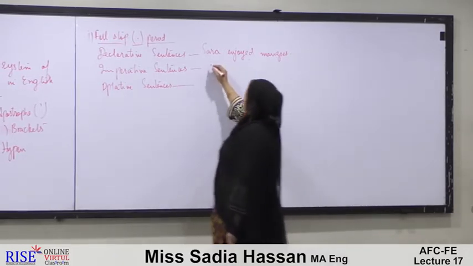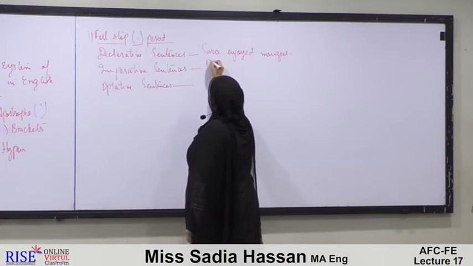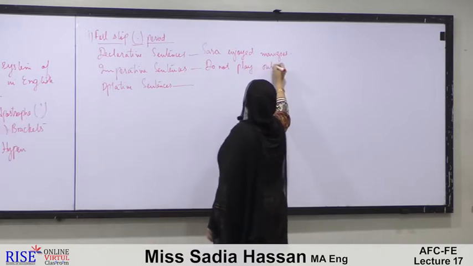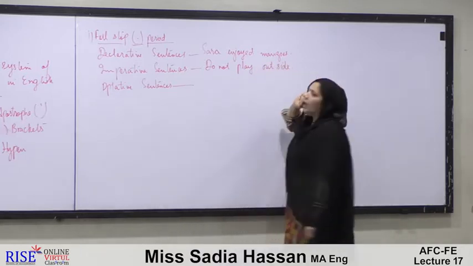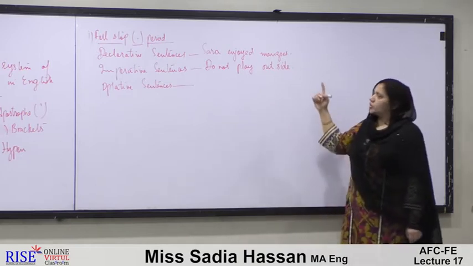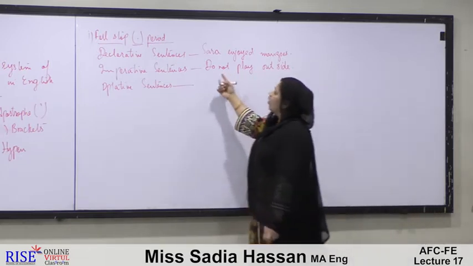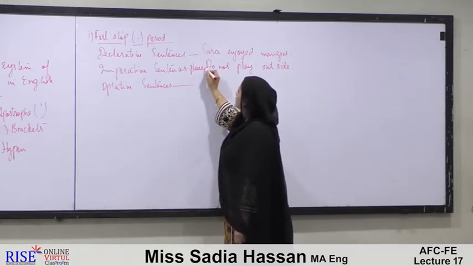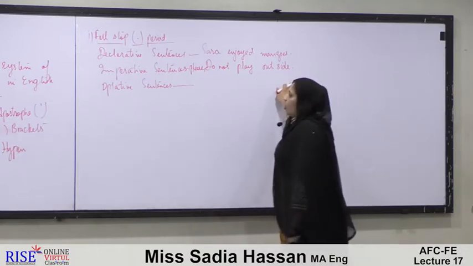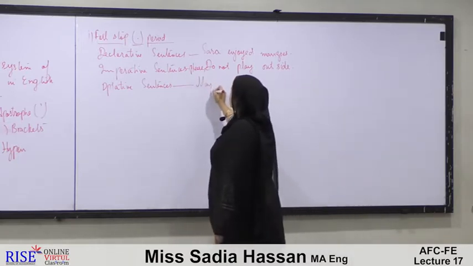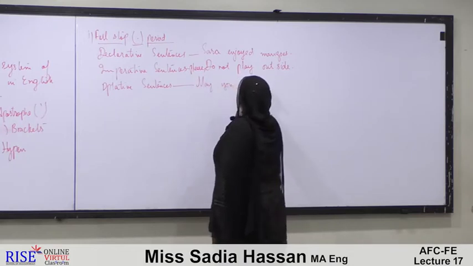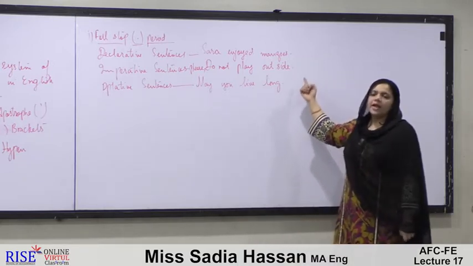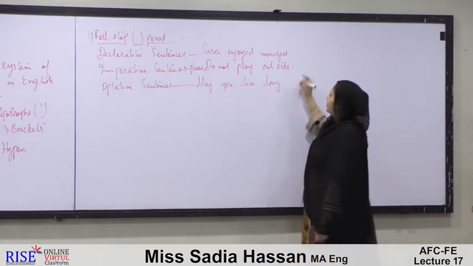Imperative sentences. Do not play outside. I could always close it with the full stop. This is an order, or if you add please in the beginning, it might be a request. And this request is closed with a full stop. Optative sentences. May you live long. This is called an optative sentence, and here you might close it with the full stop.